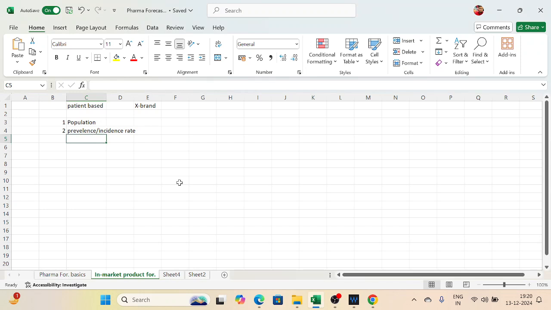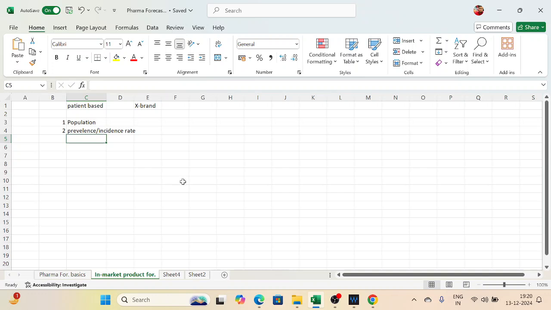So you cannot simply say I'm using prevalence. Once I was asking my peer which model she used, and she said patient-based for cancer, and I asked her whether she took prevalence or incidence, and she said she took both. That's not possible. You have to choose either prevalence or incidence. We will be discussing that in detail.